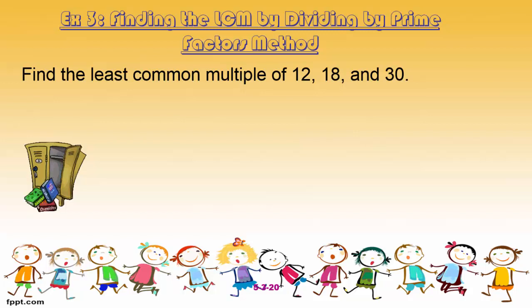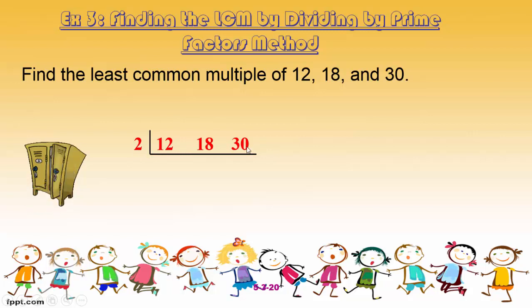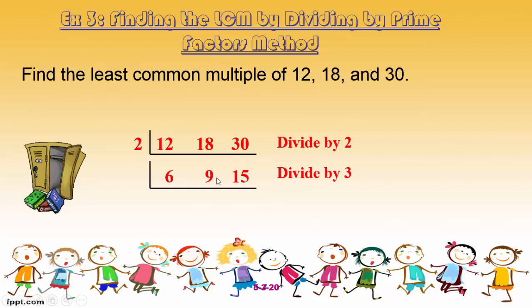In example number 3, we're asked to find the least common multiple by the dividing by prime factors method of 12, 18, and 30. So we set up our little division over here, and we have 12, 18, and 30. And we divide these 3 by 2 since they are divisible by 2, and 2 is a prime number. 6, 9, and 15 when we divide by 2. We try again to divide by 2, but 2 only divides into 6, so let's try 3.